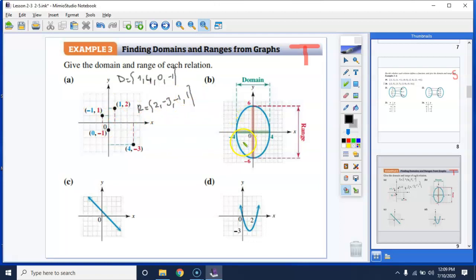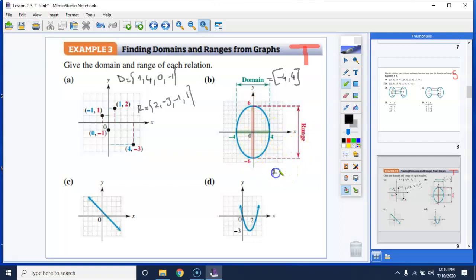In this case, domain represents x values, right? And this graph covers which x numbers? As you've seen, from -4 to 4. So the domain should be -4 to 4. I should go with brackets because it goes through 4, it touches 4, so I should include -4 and 4. And the range should be what? It's coming from -6 all the way up to 6.